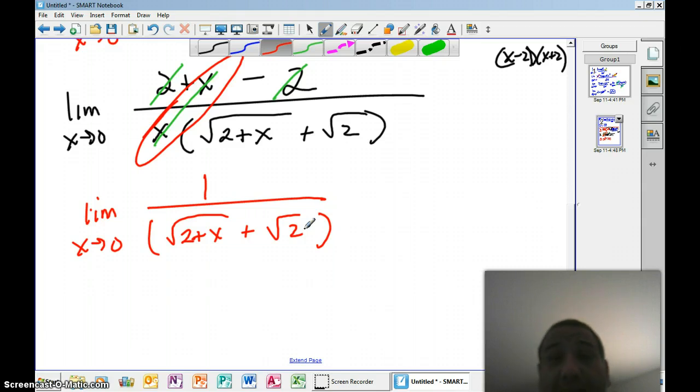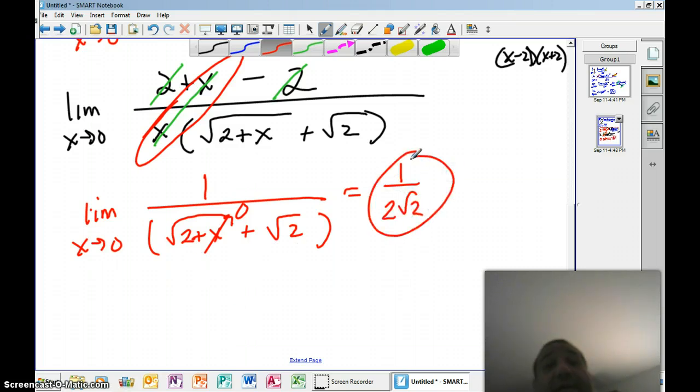So now, send the limit to 0. This guy goes to 0, and I'm left with 1 over, looks like square root of 2 plus square root of 2, which is 2 square roots of 2. Done. You can leave it like that. You don't have to worry about rationalizing. We don't do that here in calculus.